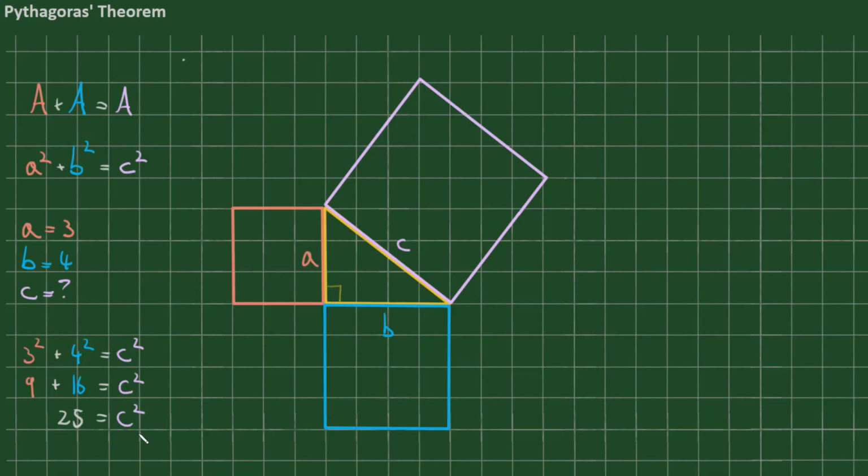And if I take the square root of both sides, I will get 5 equals C. And this is essentially Pythagoras' theorem. If you have a right-angled triangle, and if you know the length of two sides, you can calculate the third side by using this handy formula.